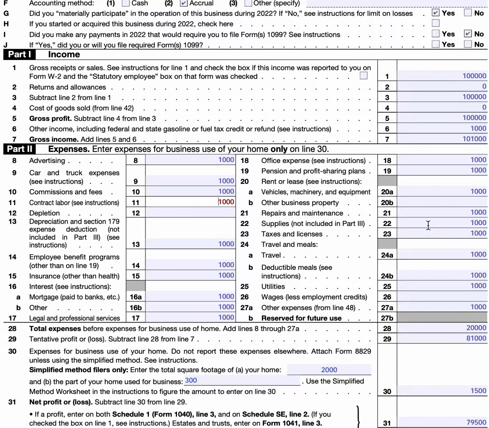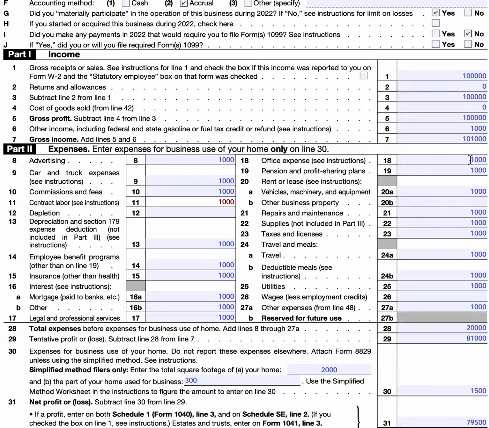In line 18, you would include office supplies and postage, not necessarily home office deduction. That would go elsewhere, and we'll get to that momentarily. But office supplies and postage pretty much cover this.